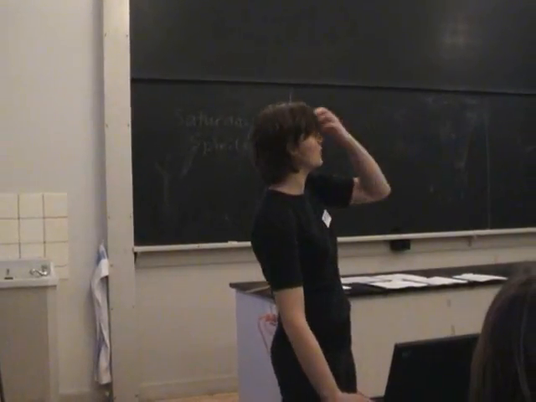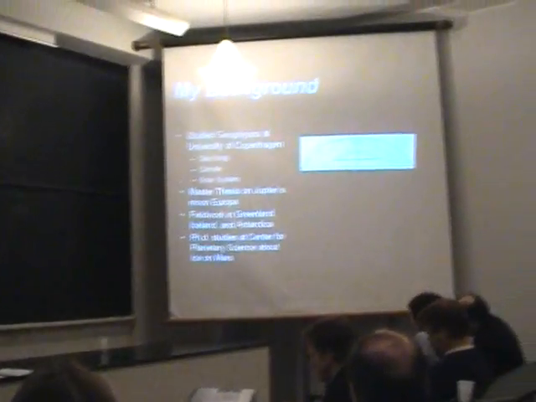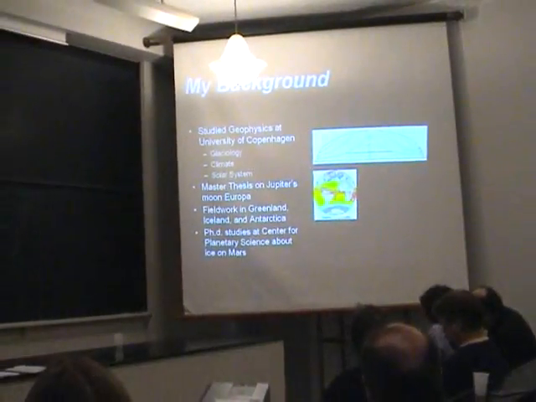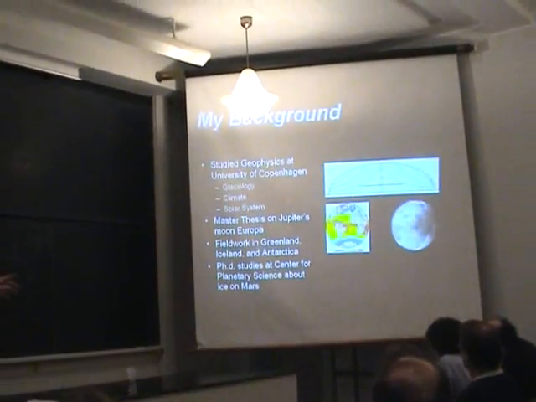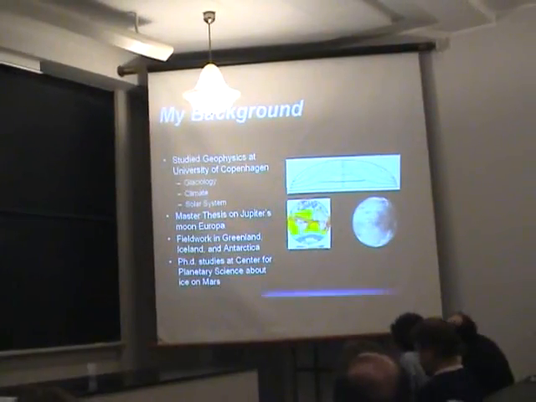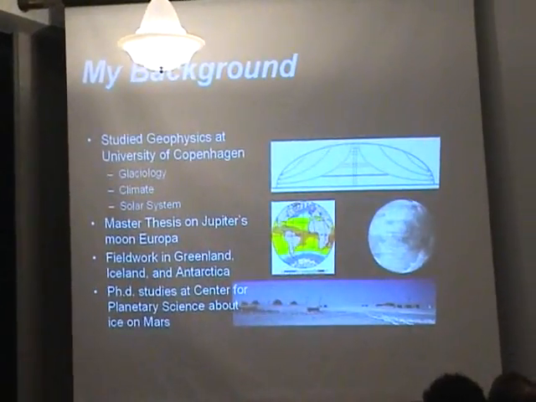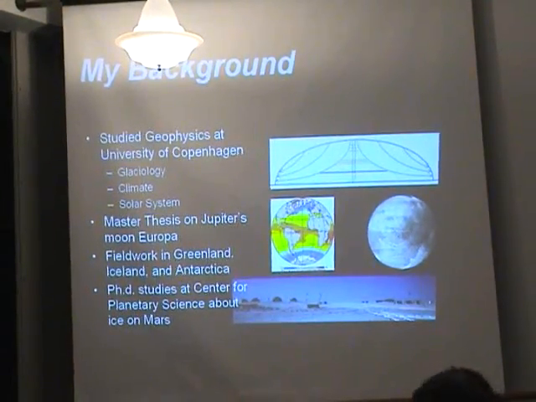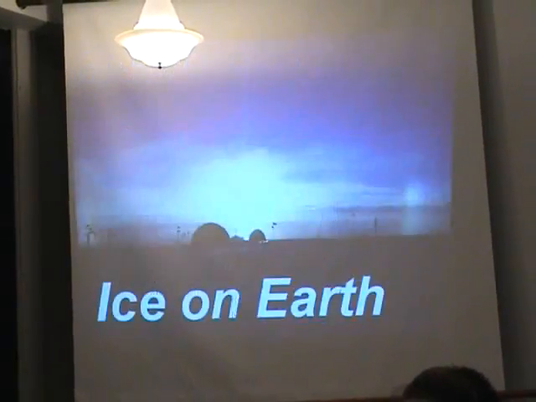I've studied geophysics at the University of Copenhagen, particularly glaciology, climate system and the solar system. I wrote my master thesis on the ice shell on Jupiter's moon Europa. And I've been involved in field work in Greenland, Iceland, and Antarctica. I was actually on the expedition with Torstein. And right now I'm doing a PhD on ice on Mars.